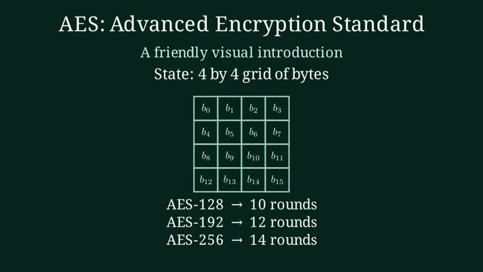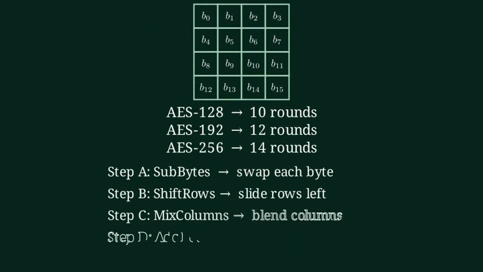There are three common key sizes. AES 128 uses 10 rounds, AES 192 uses 12 rounds, and AES 256 uses 14 rounds. In each round, AES performs four main steps: SubBytes, ShiftRows, MixColumns, and AddKey.